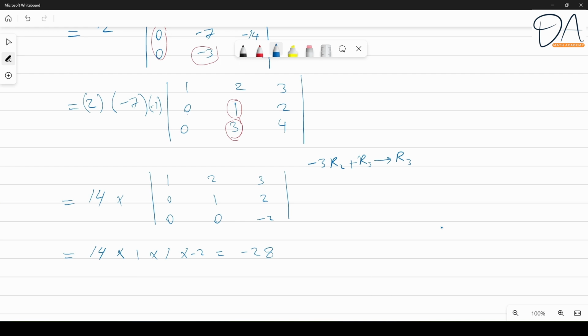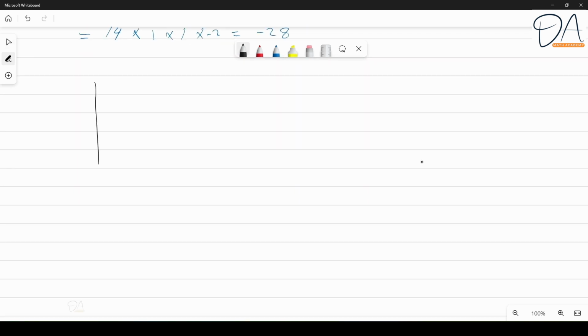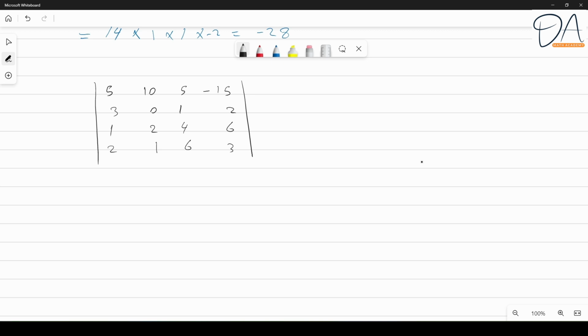Let's illustrate again this with another example. Let's take a 4 by 4 this time to show you the strategy. So this is another example to illustrate. This is a 4 by 4. Again, keep in mind the goal that you're trying to achieve.